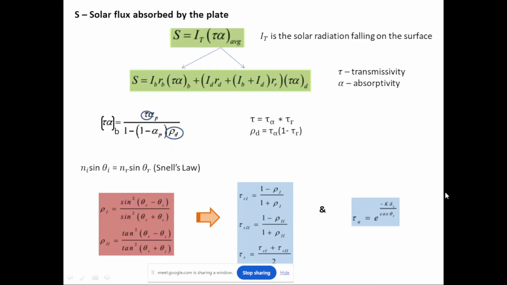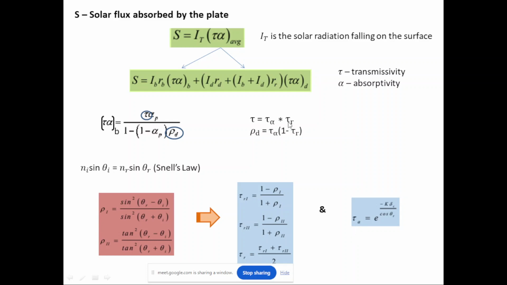K is your thermal conductivity and delta is the thickness of the plate, and cos theta r, obviously you know this is basically your reflection, and then the value of the K usually will be between 4 to 20. So this is what is actually known as Bouguer's law, which will be helpful for finding the transmissivity due to absorption, tau alpha.